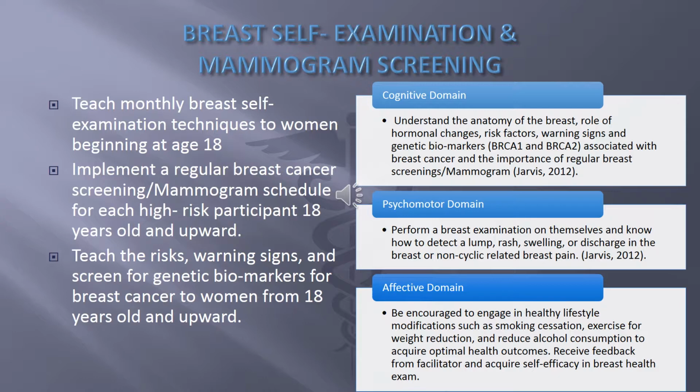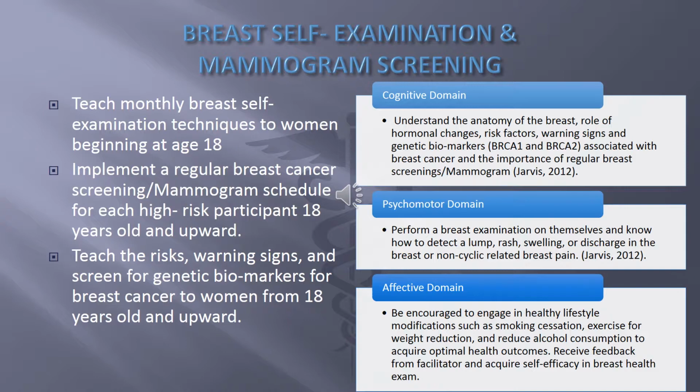In the affective domain, we want the women in the community to be encouraged to engage in healthy lifestyle modifications, which for breast cancer there are 3 or 4 that are very important. One is smoking cessation, exercise for weight reduction, and the reduction of alcohol consumption. All of these healthy modifications will help them acquire the optimal health outcomes.